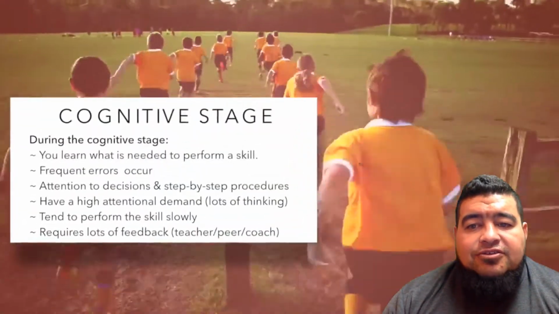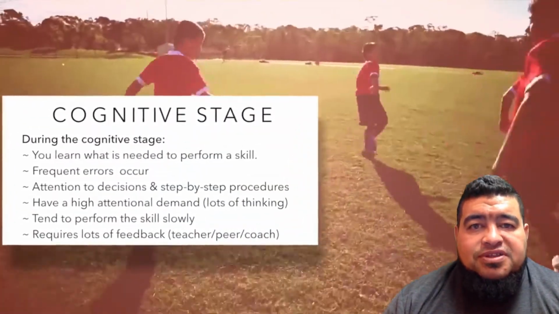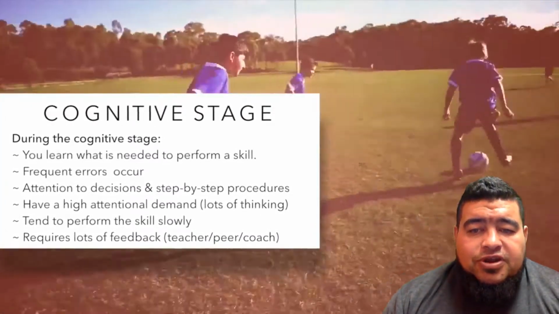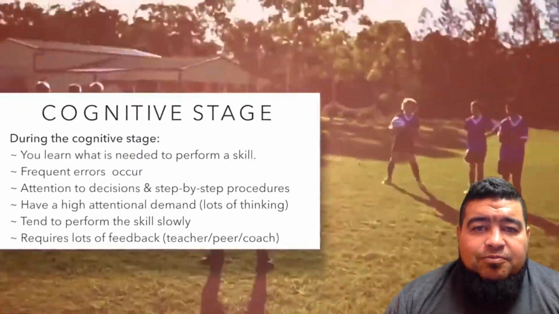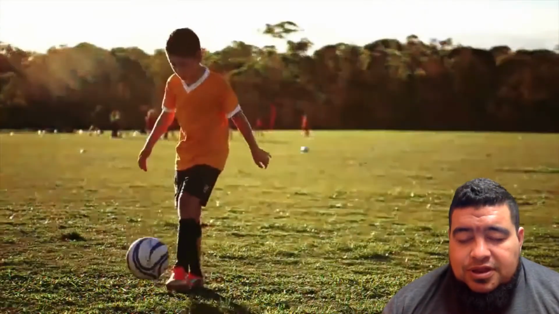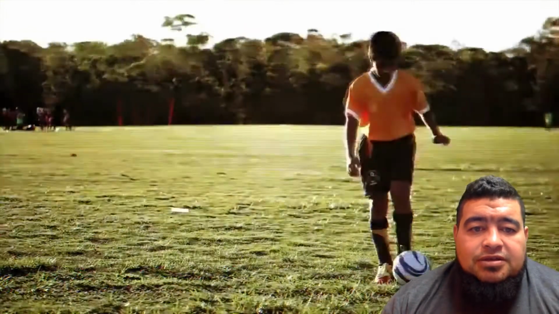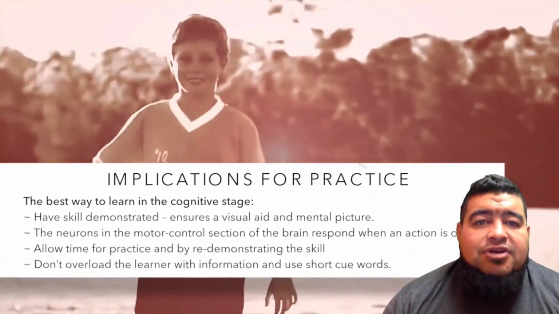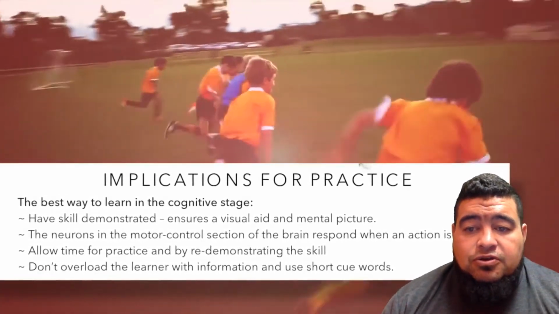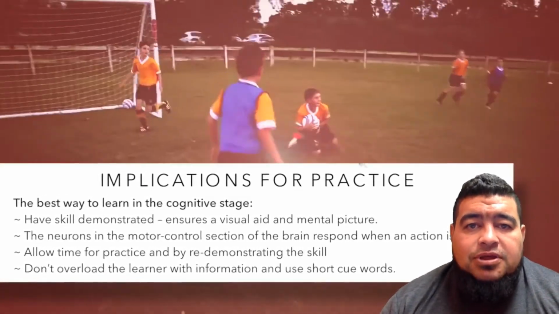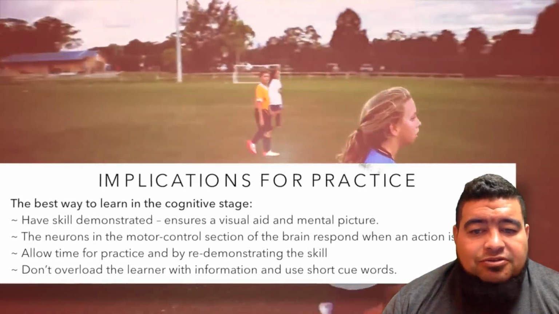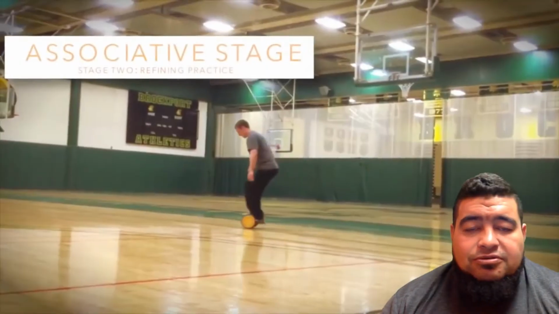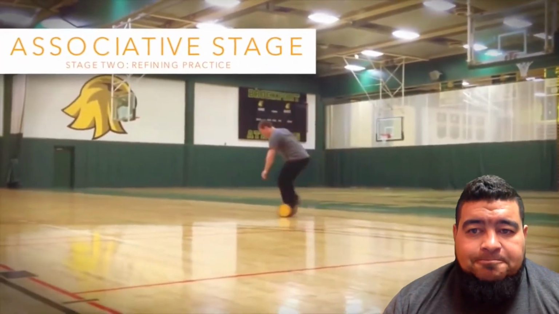So during the cognitive stage you need to learn what you need to do to perform the skill. You need a coach or a teacher or a mentor, someone there who knows what you're doing. Frequent errors are going to occur and you need to pay really focused attention on the learning of the skill itself. You need to have that skill demonstrated via a video or your coach. You need to allow a lot of time to practice. It's not just going to happen overnight. And don't overload yourself with too much content. Break the skill down and just go step by step, bit by bit.